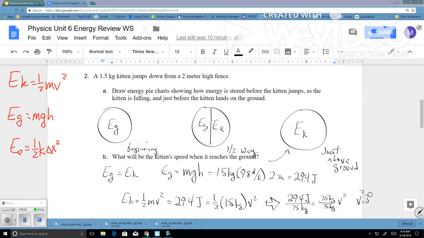And it's not cooperating with me. 39.2. That's going to be meters squared per second squared. That's not what I want. But if I take the square root of this, that's going to be equal to the square root of this. And v is going to equal 6.26 meters per second. That's my answer right there. I ran out of room a little bit, but that's my answer: 6.26 meters per second.